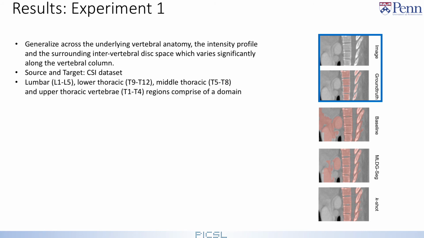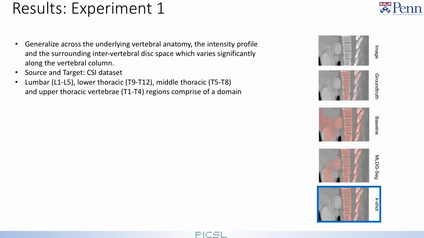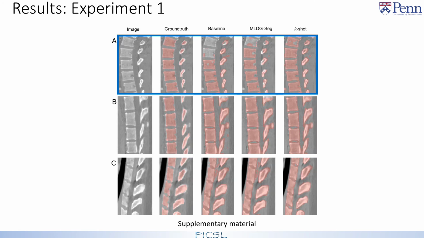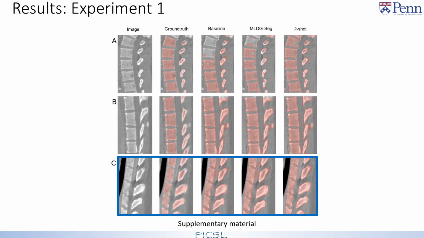MLDG-Seg is better able to segment the region of interest, with significantly reduced background error compared to the baseline, in addition to the correct delineation of intervertebral discs, when the held-out distribution, shown here, is the middle thoracic region. A further improvement in performance is obtained using additional K-shot examples over MLDG-Seg. Here K is equal to 2. This supplementary figure shows the results for lumbar, lower thoracic, and upper thoracic regions as the held-out set. Again, the results confirm the superior performance of MLDG-Seg and K-shot learning.